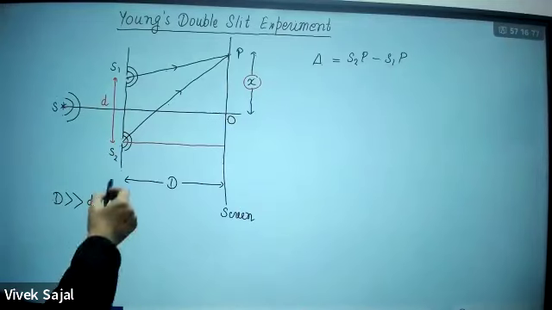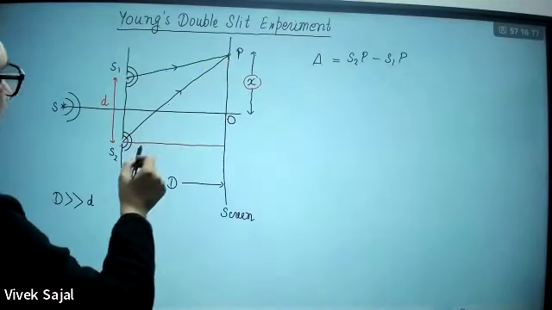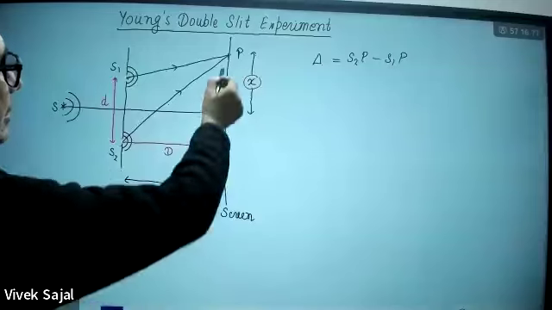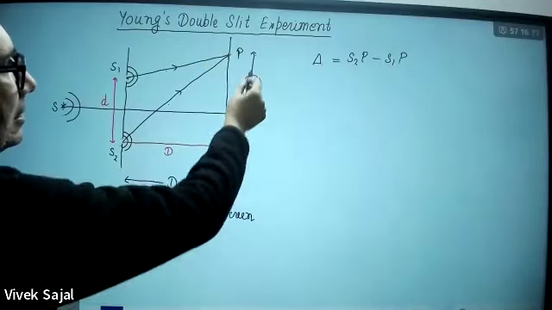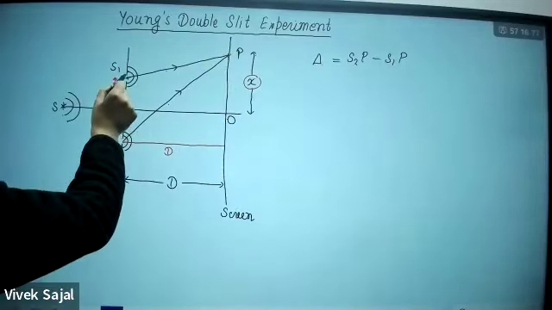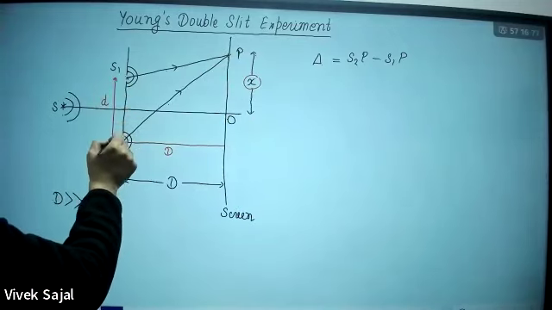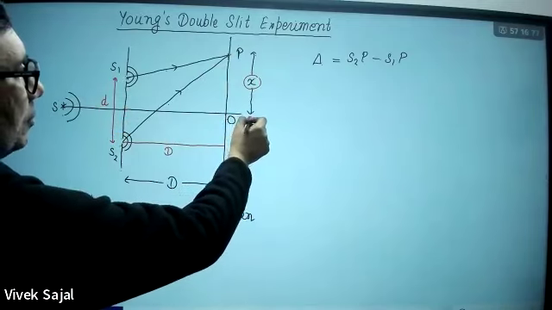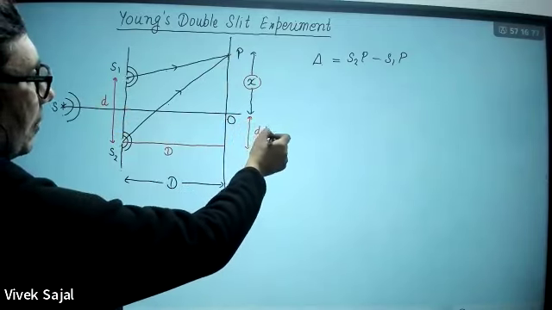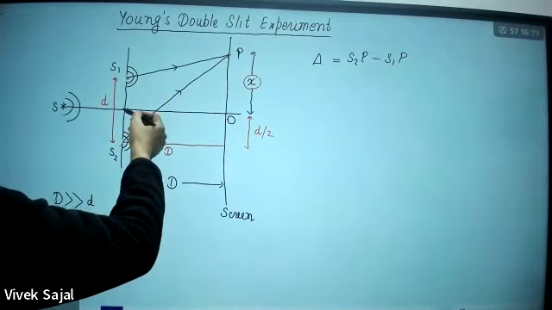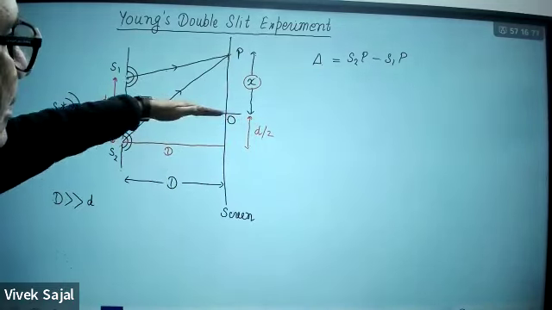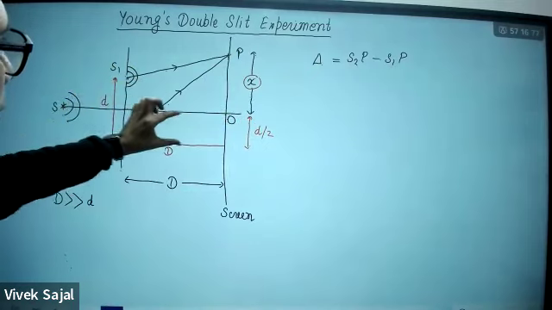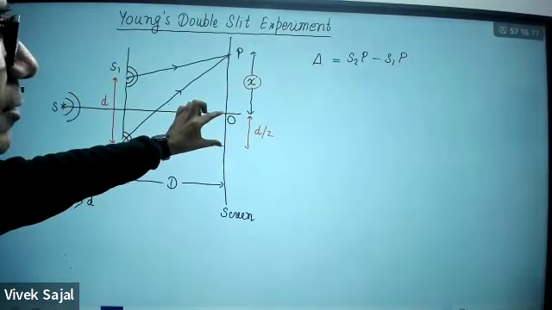Now look, this is S2P. I want to find out this. So this distance is capital D, and this perpendicular distance is x. And how much is this? If this is d, this will be d by 2, this will be d by 2. So this distance will be equal to small d by 2, because these two slits are symmetrically placed with respect to this symmetrical axis. So automatically this distance will also be d by 2.